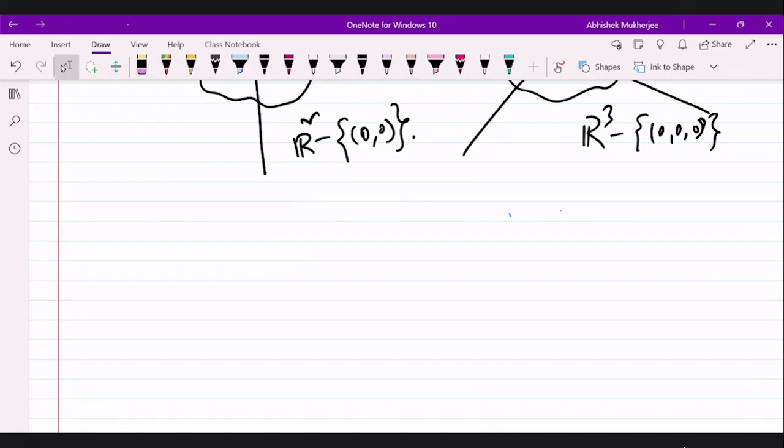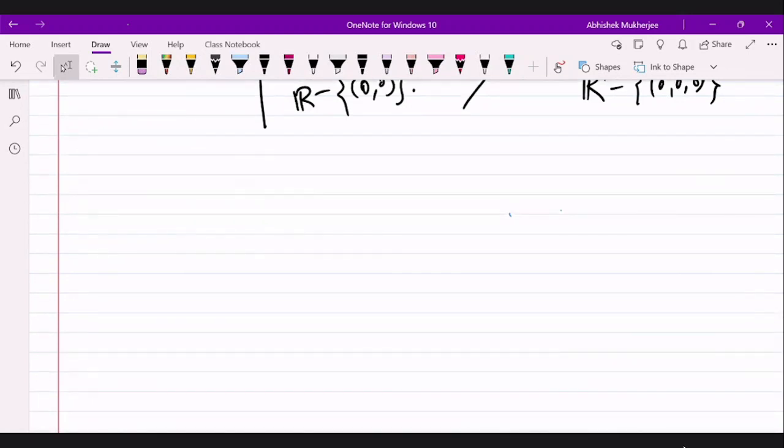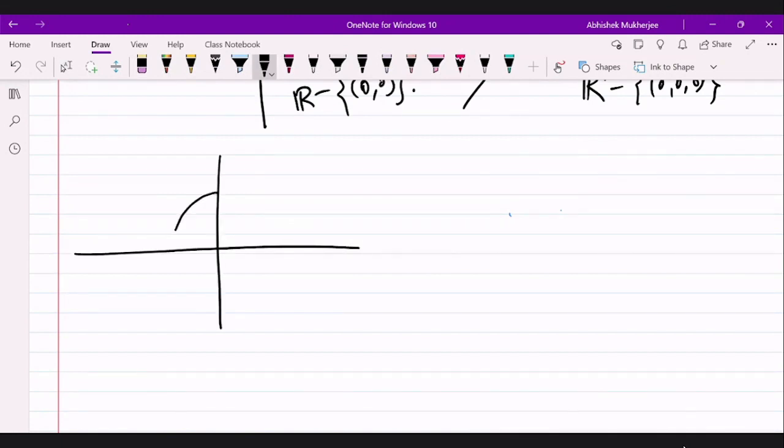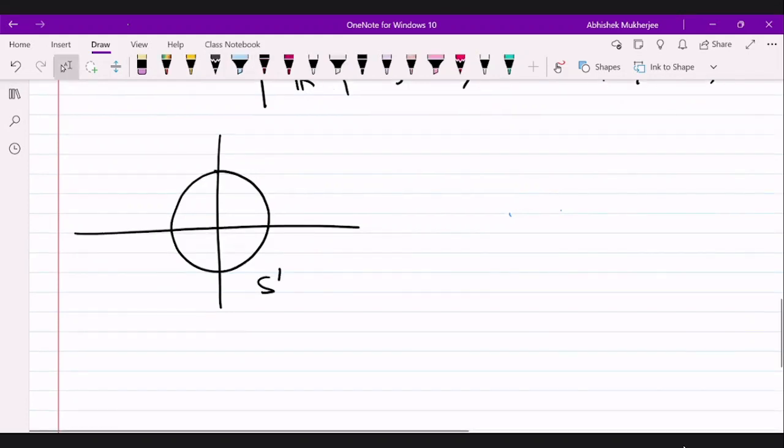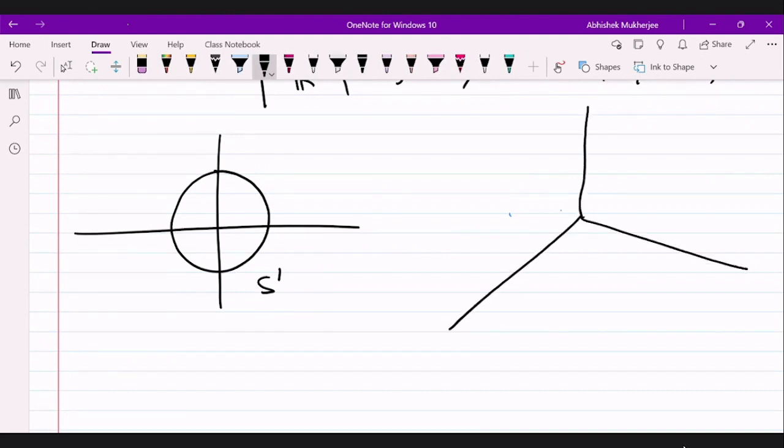Good. So again, let's come back to the space S1. And now I'm going to take a very familiar space, the Riemann sphere, that means it is S2, right?